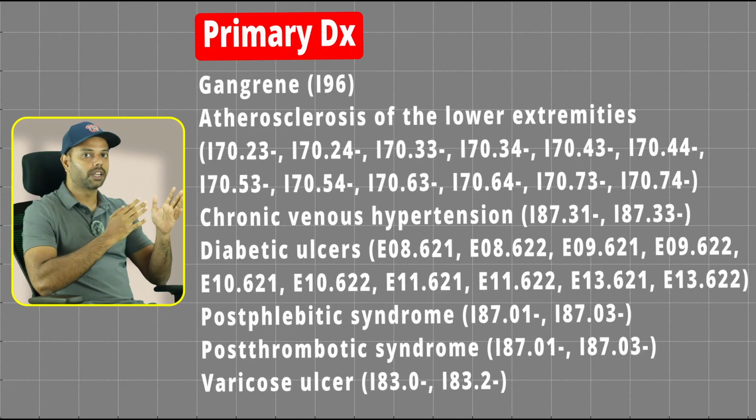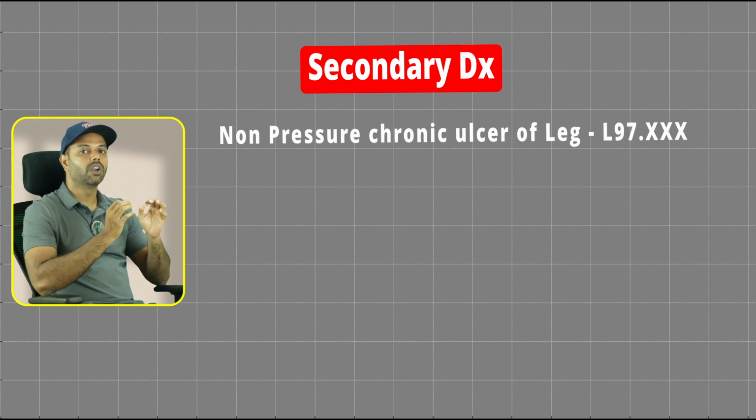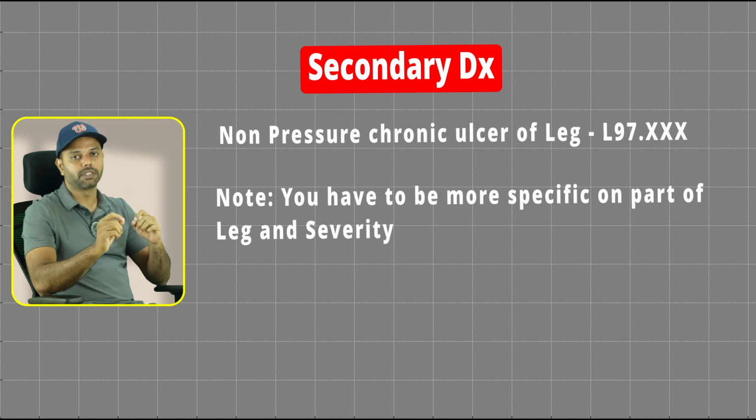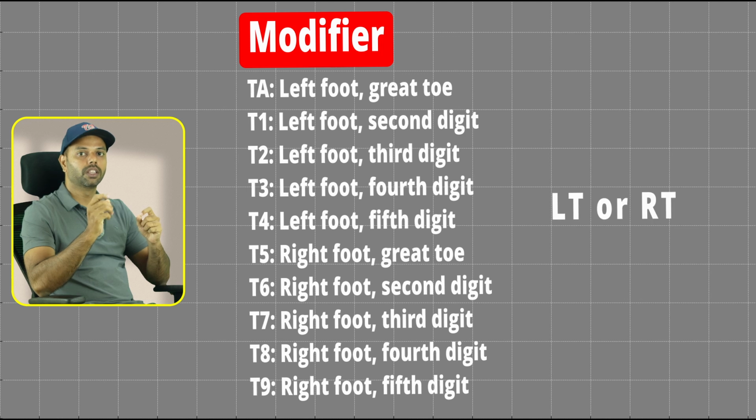Let's see how to code the diagnosis for the debridement of ulcer. These are all the codes that you can use as a primary diagnosis for debridement of ulcer. For secondary diagnosis, you have to use non-pressure chronic ulcer of leg. Note, you have to be more specific on the part of leg and the layer level. When it comes to modifier, if the procedure was performed on toes, you have to be specific on the toe modifier. If the procedure is not done in toes, then use LT or RT modifier.